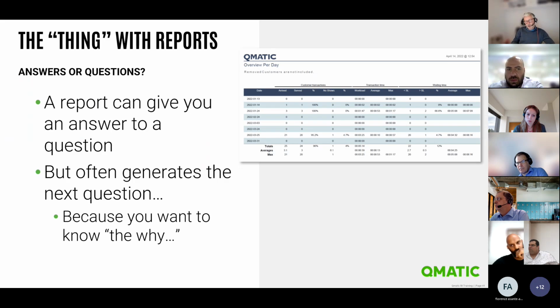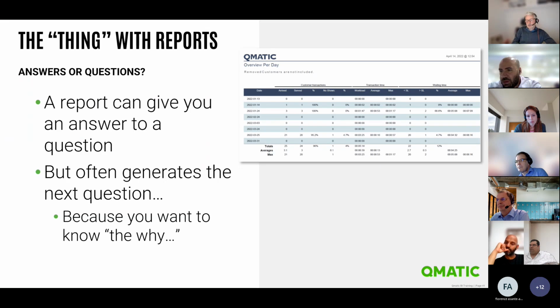This is my experience also, but a lot of people who work with data will tell you the same story. If you work with reports, very often the report does not give you the answer. It just gives you the next question. If you understand what I'm saying. Sometimes it gives me the answer. If I want to know, let's say, the average transaction time for a certain service, I can probably find it in a report.